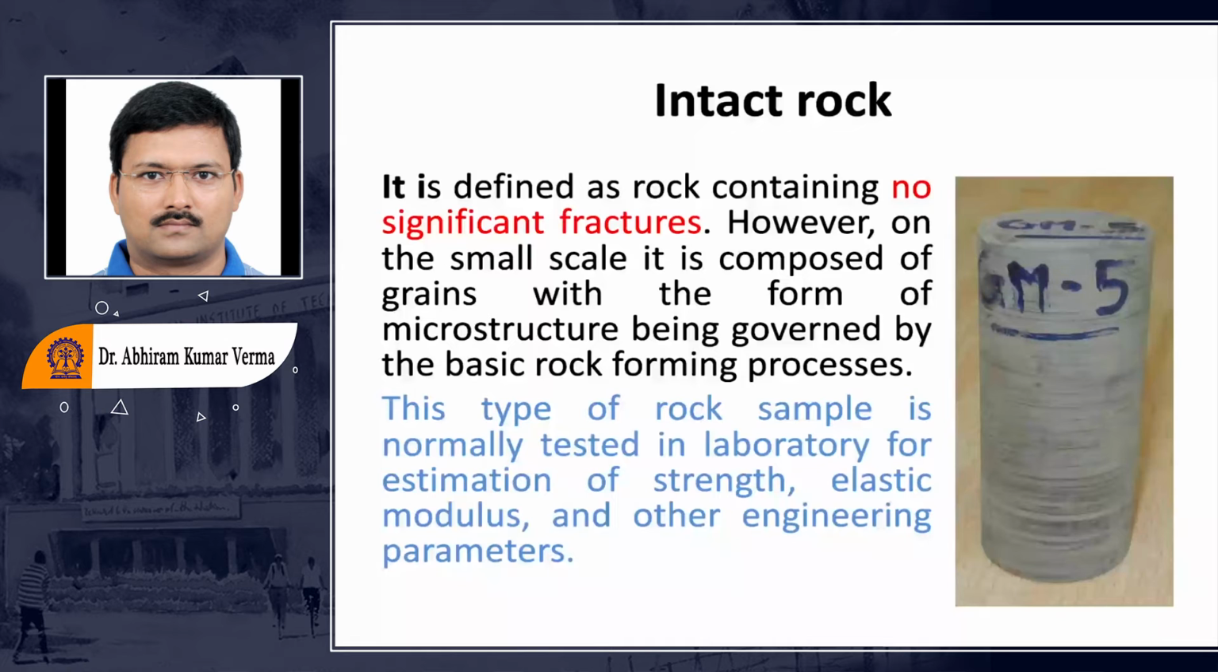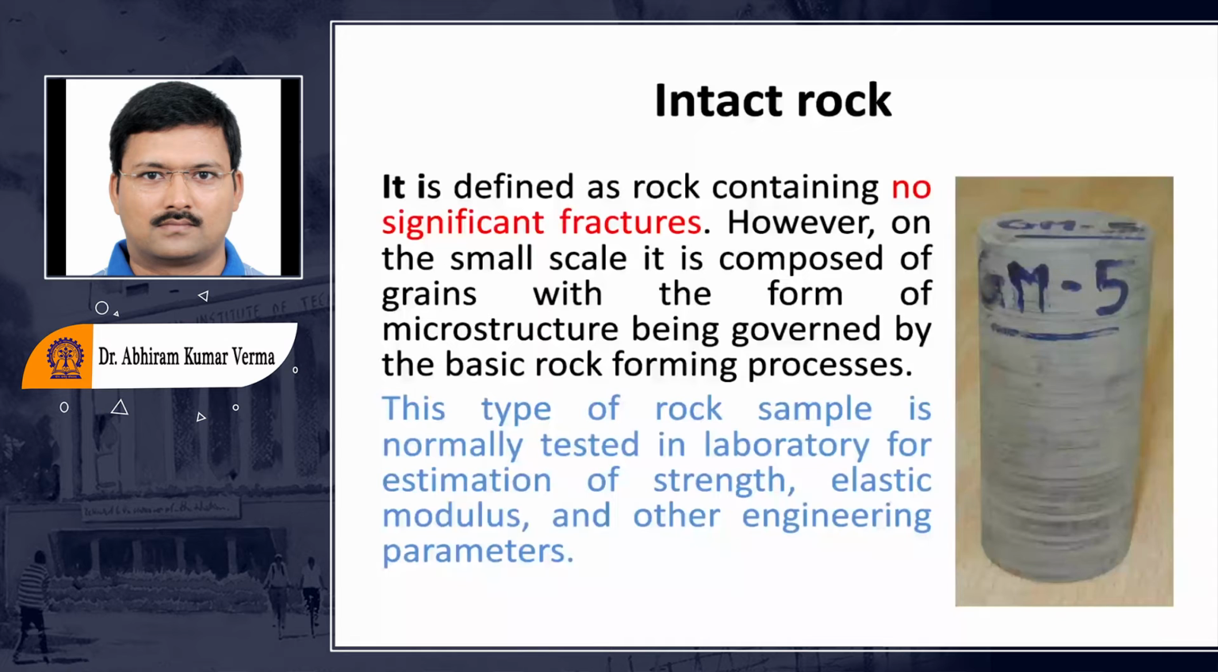And if you can see this photograph, this rock sample doesn't contain any discontinuities or fractures or weak planes. Okay. So this is an example of an intact rock. So generally we are using this intact rock for testing purposes in the laboratory. Laboratory in the sense, a laboratory on a small scale, where we can use all this material to find out their properties.